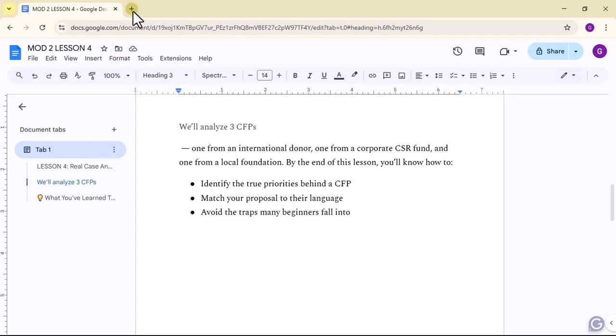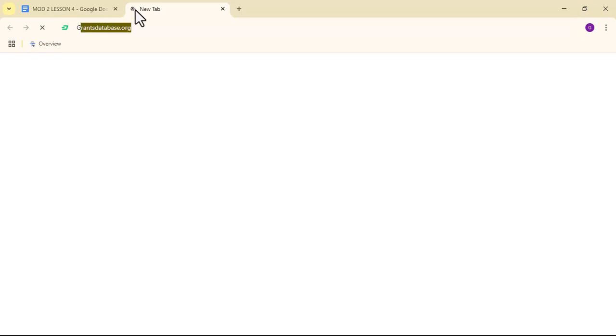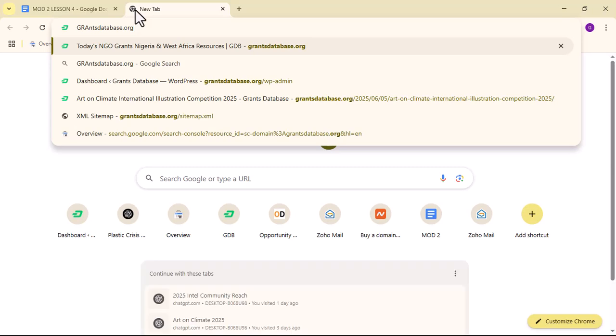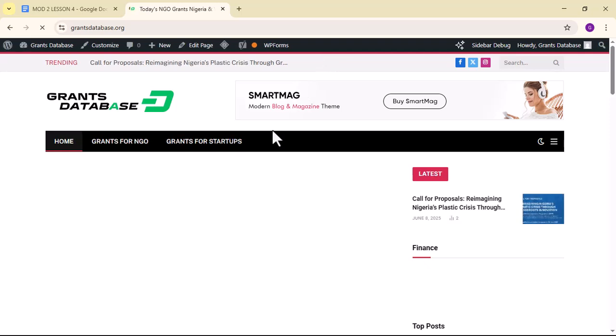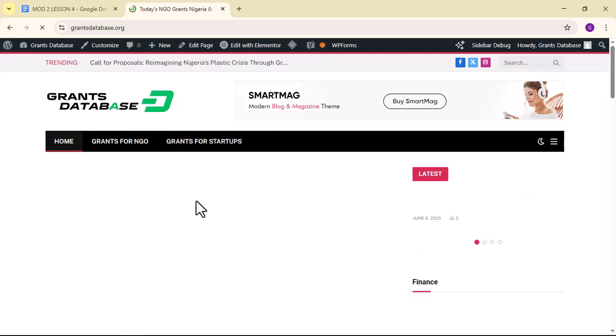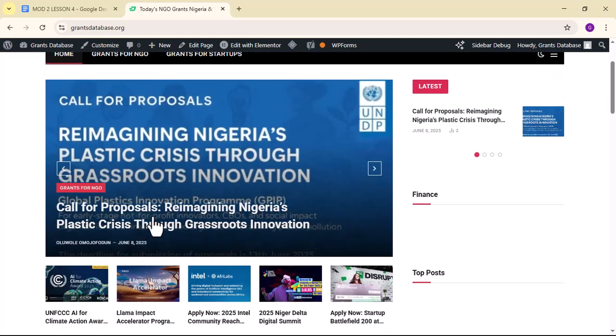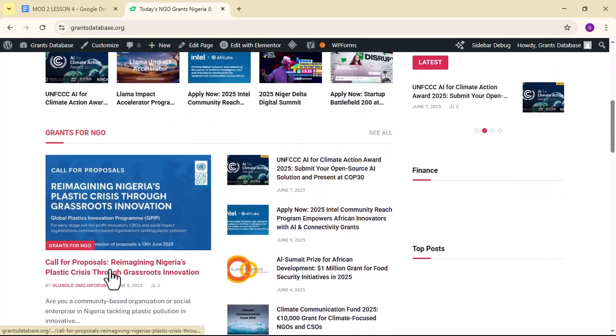So, we're going to head over to grantdatabase.org, and we are going to continue with the example that we were working on previously. Recently, in Lesson 2, I mentioned this call for proposal. Okay, let me open it up. This is a call for proposal.